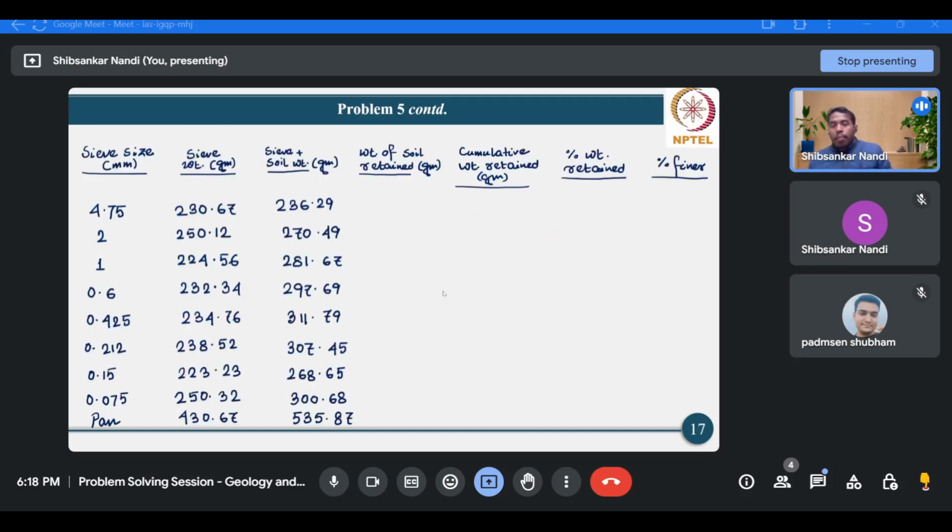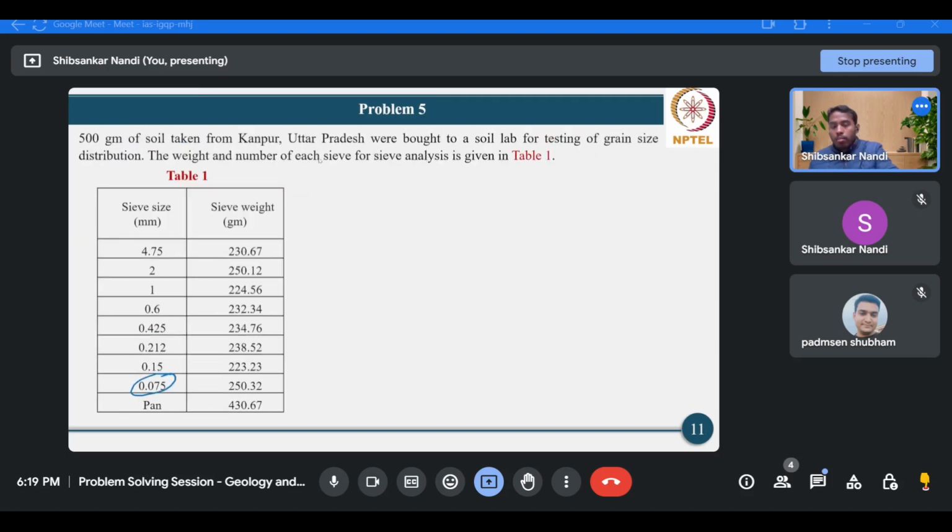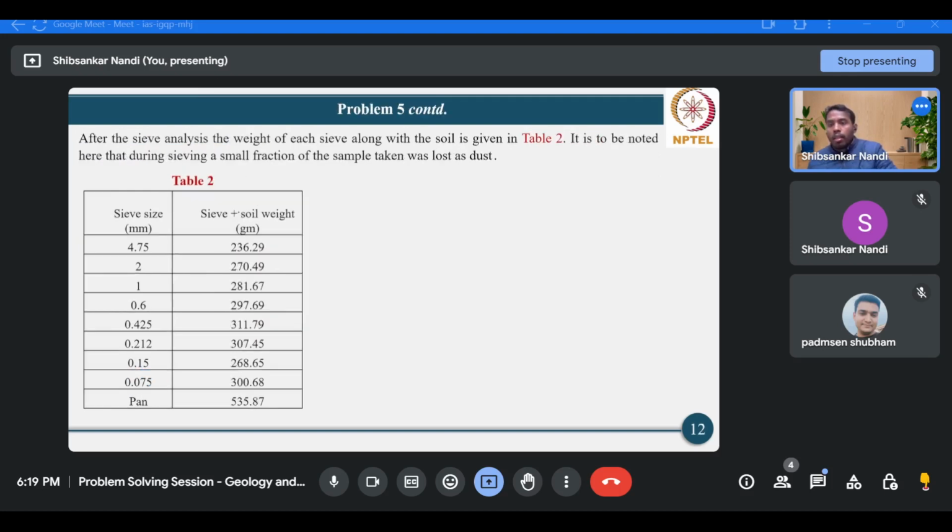So this is the table. In this table, the first column tells the sieve size in millimeter. Then the second column gives the sieve weight in gram, and the third column gives the combined sieve plus soil weight. This data is taken from table 1 and table 2.